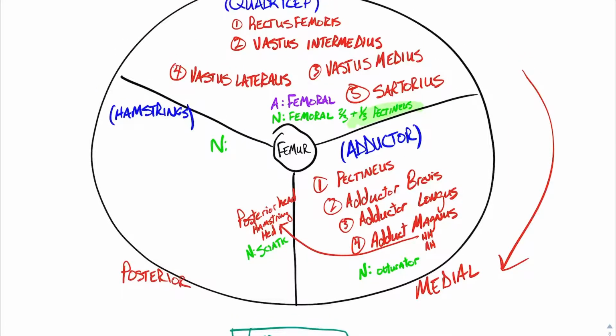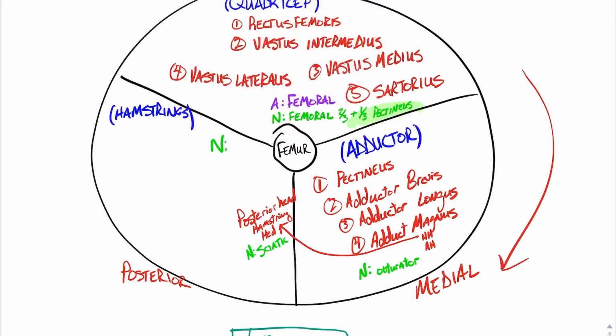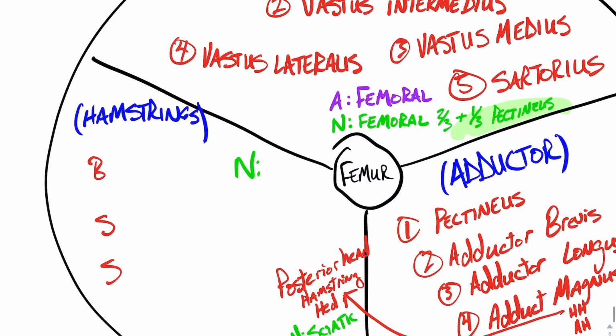Okay. So last but definitely not least, we have the hamstrings group. So what do we have in the hamstrings group? I think BSS. That's what I always think of, BSS. So if I were to put that down, BSS, what would you think? You would think biceps femoris, the long head, and the short head. Right? Long head, short head.